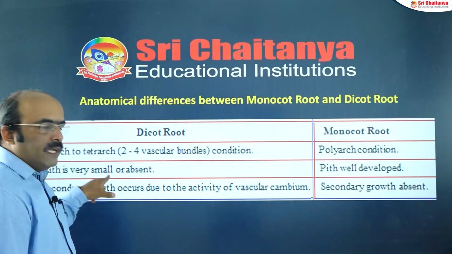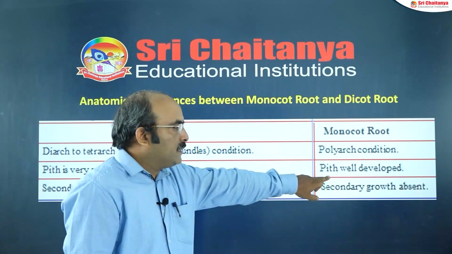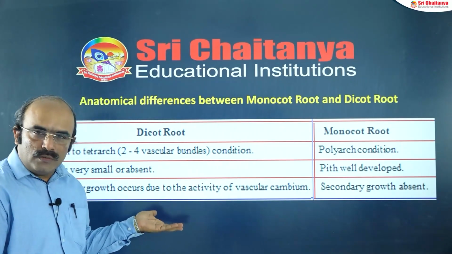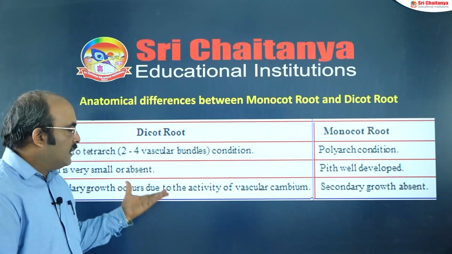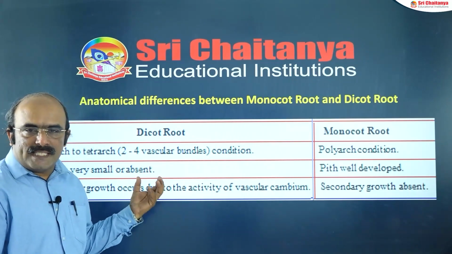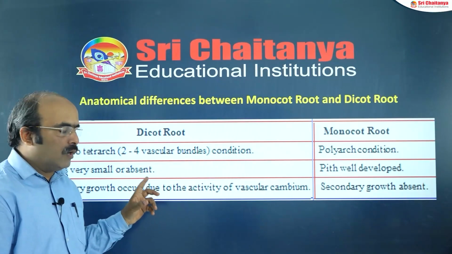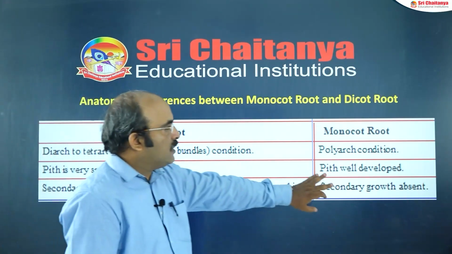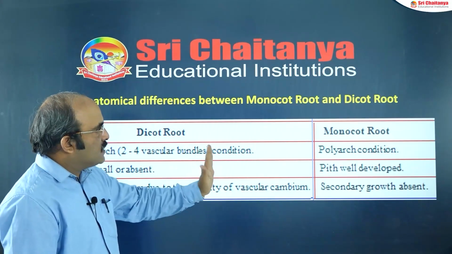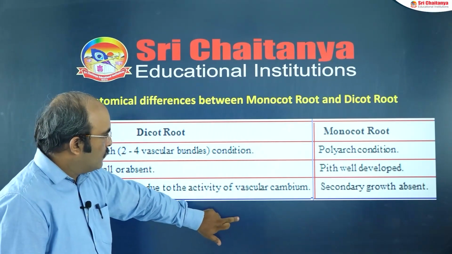Whereas in the case of dicot root, pith or medulla is absent, whereas in monocot root, pith or medulla is well developed. And you know that secondary growth is present in dicot root, and the cambium develops from the pericycle cells and the cells of conjunctive tissue, both partly involved in this process, whereas secondary growth is absent in monocot root. So these are the main differences between dicot root and monocot root.